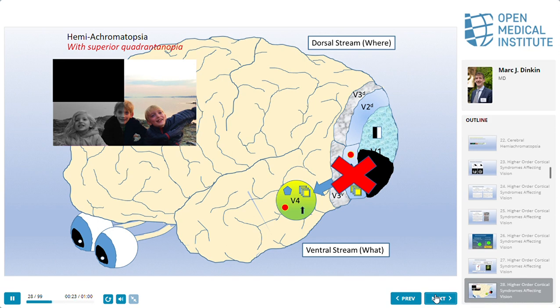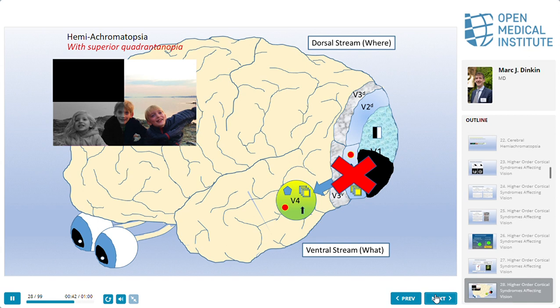But let's say you're looking at a picture of my kids, and if you had a lesion that affected V4, the color center only, then you would get just black and white on half the world. Sophia is now in black and white, just like Verrey's case.